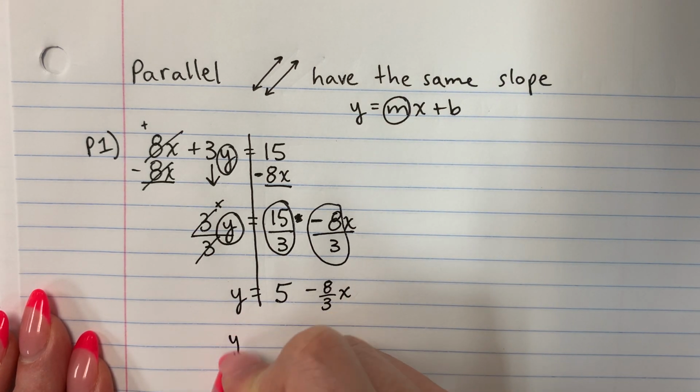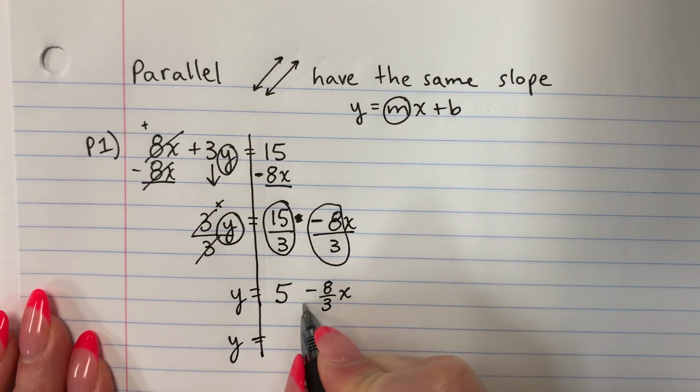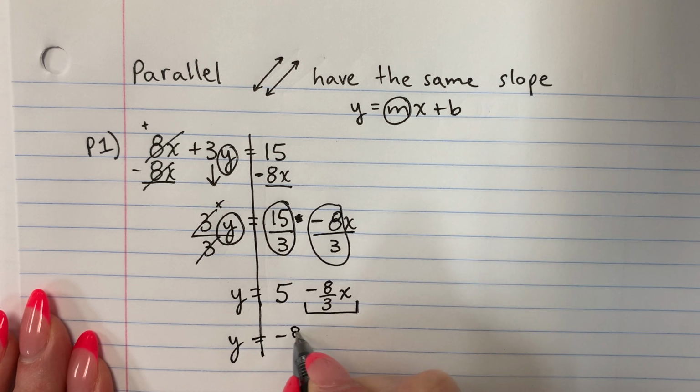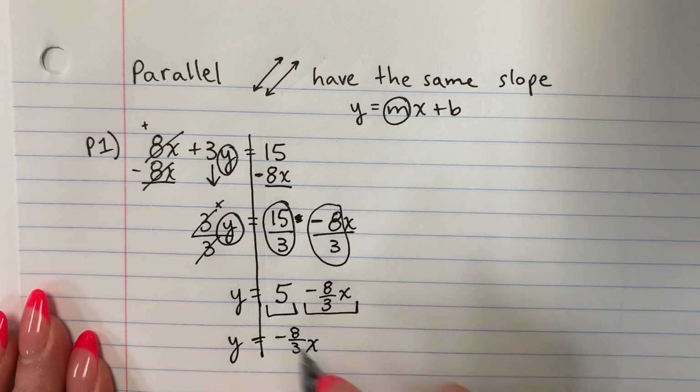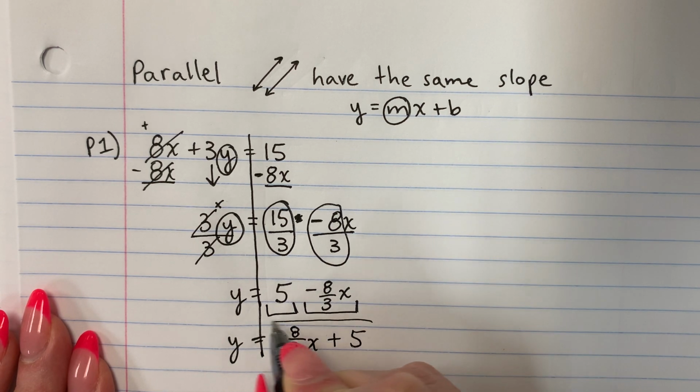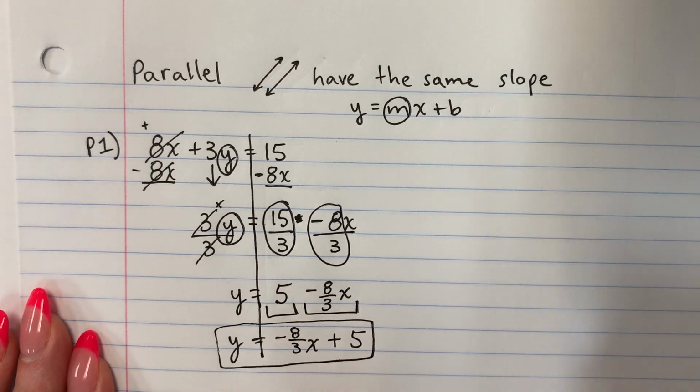This is negative 8/3 x. And this is positive. Here is my changed equation.